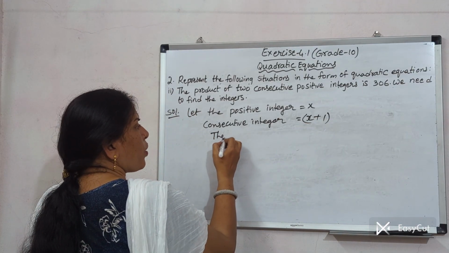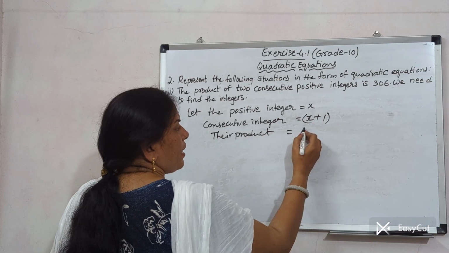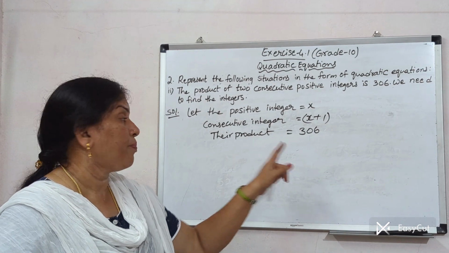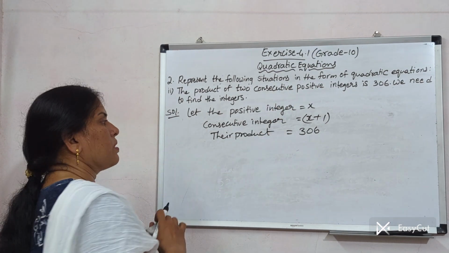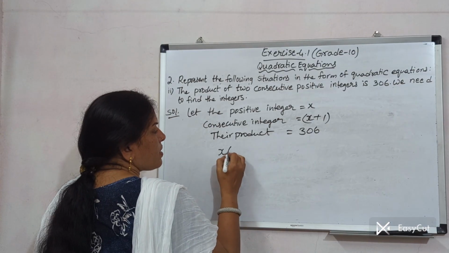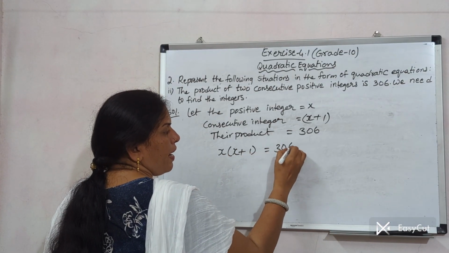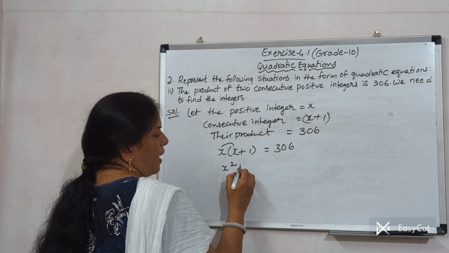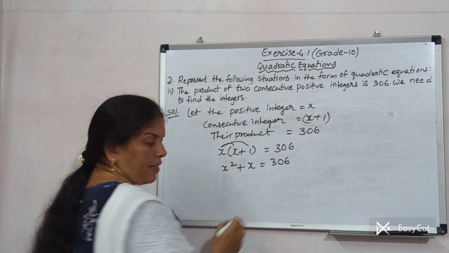Their product is equal to 306. This is given in the question. Their product means we should multiply these two numbers. What is the first one? x into x plus 1 equal to 306. x into x is x square, plus x into 1 is x, equal to 306.